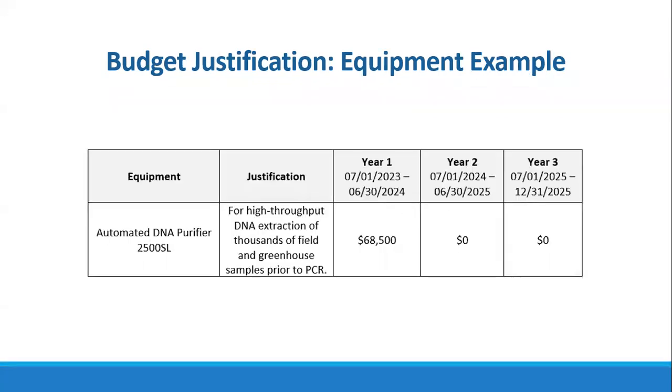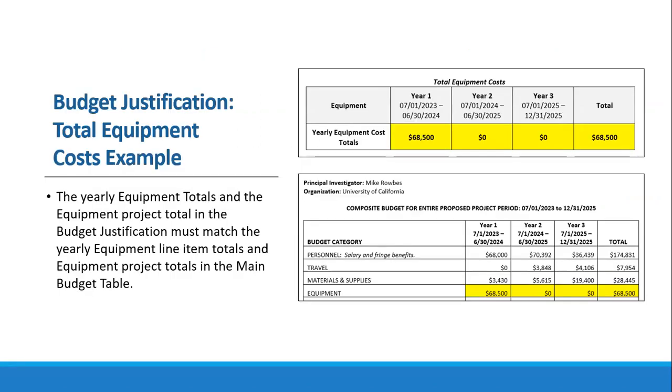So here we see a project that wants to purchase an automated DNA purifier and a brief description of what it would be used for in the project, and then when the cost will be incurred. Then include all of those equipment costs that the project intends to incur in the total equipment costs table, and make sure that line item matches the main budget table's equipment line.